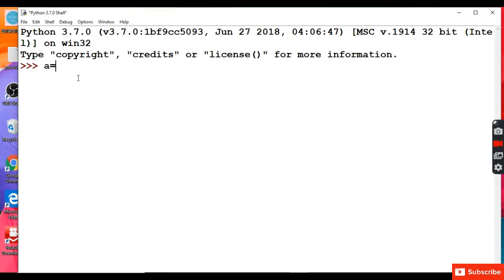Next is the power function, the pow function. It returns x raised to power y. For example, pow 5, 3. So the answer will be 125. 5 cube is equal to 125.